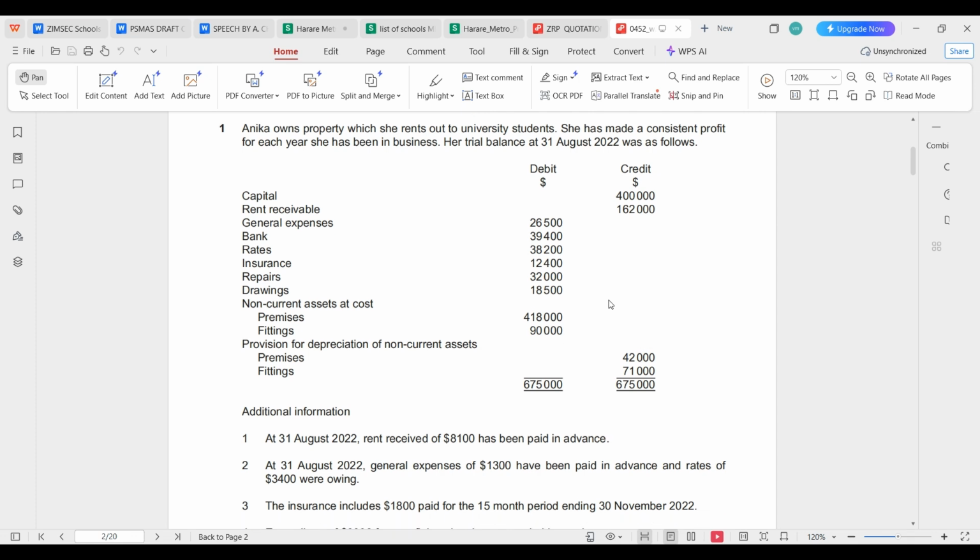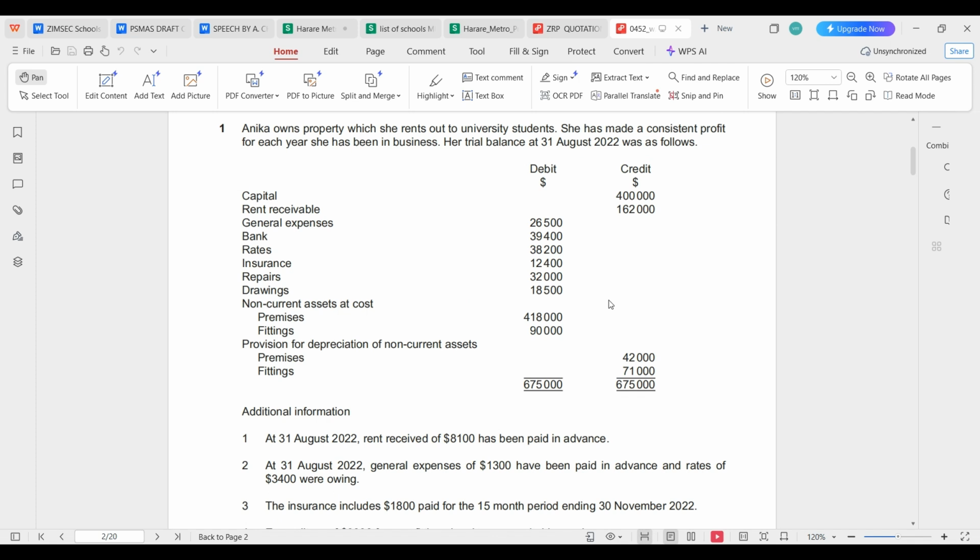So if you're looking at this one, it's a service business. It's different from what we call a trading business. Remember, a trading business, that's one that we do the trading account. For a service business, it does not do buying and selling of goods. So it actually provides services.